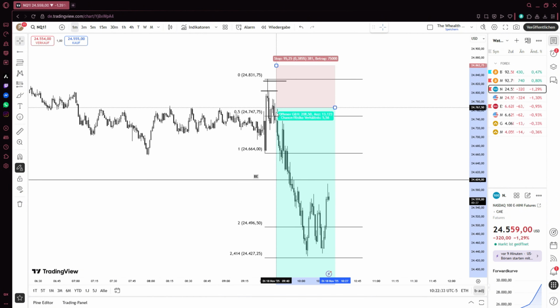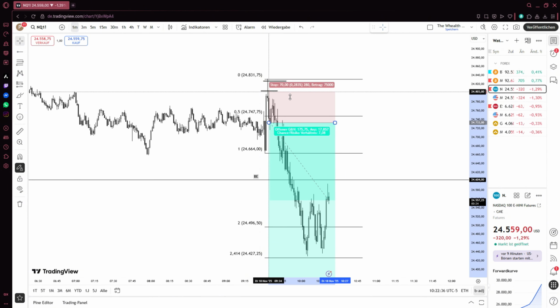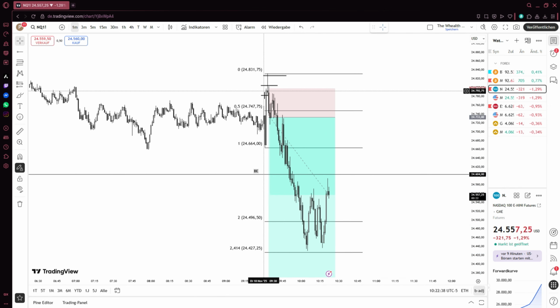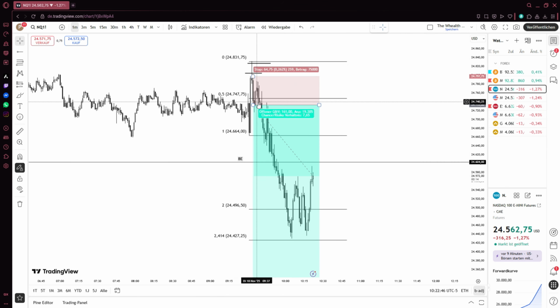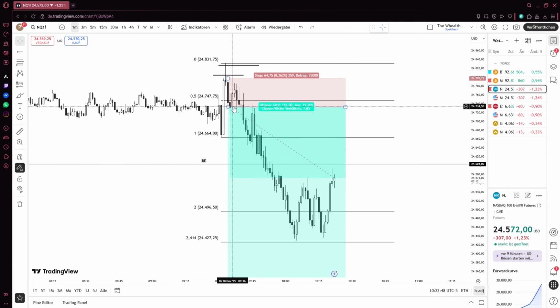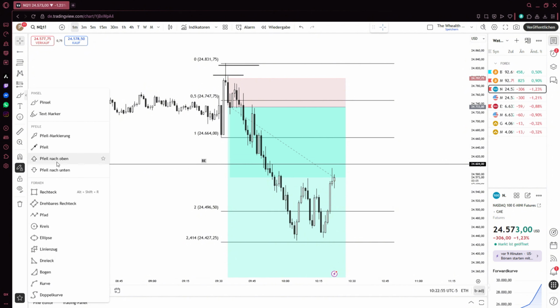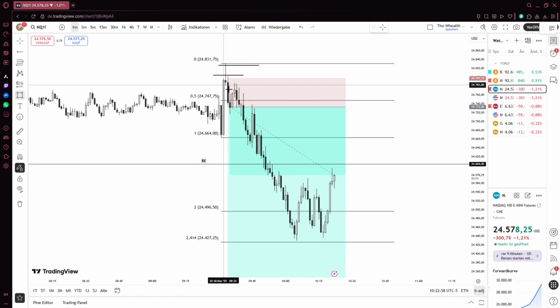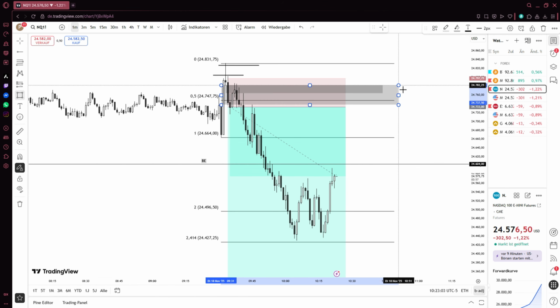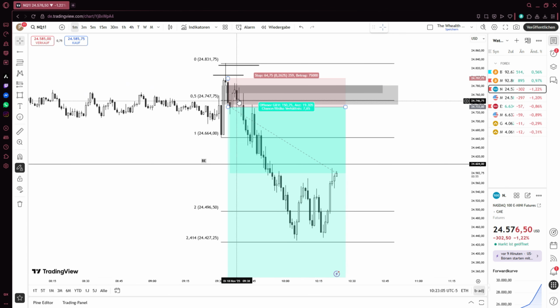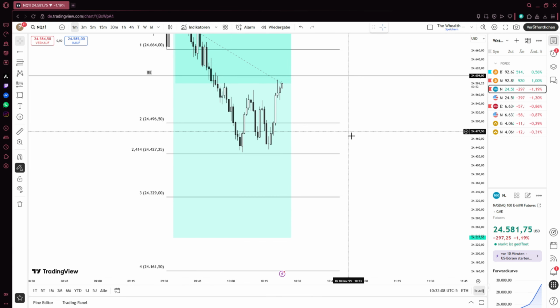I entered around here after this inversion. Stop loss was again above these bodies. I entered here and I got a little scared, but in the end it holds this fair value gap perfectly, and this balanced price range. We're holding it perfectly and then distributing lower.